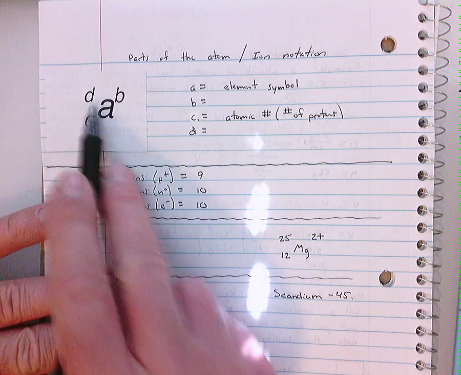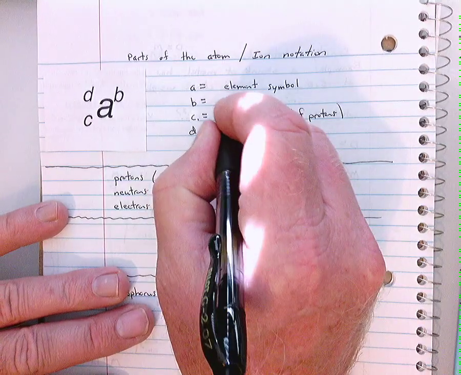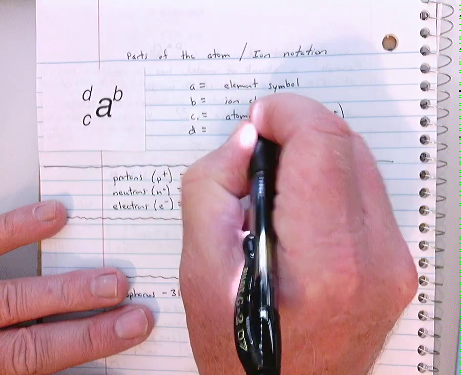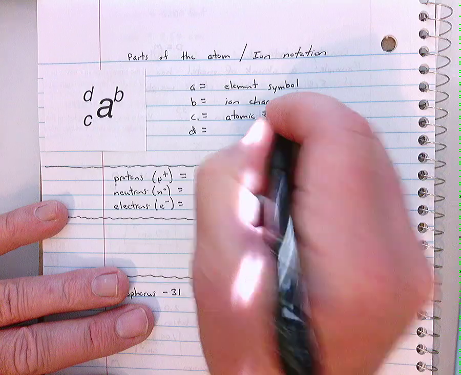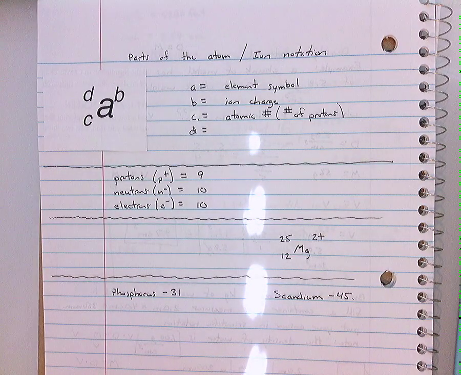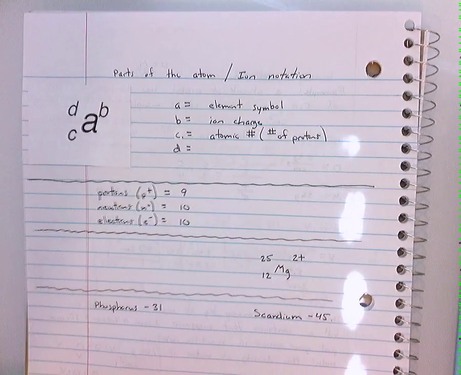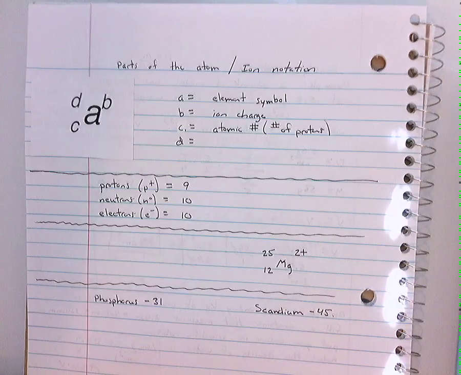B is identified as the ion charge, if there is one. And we determine that by canceling out the protons and electrons, and whatever we have left over gives us the charge of the ion that we're dealing with.